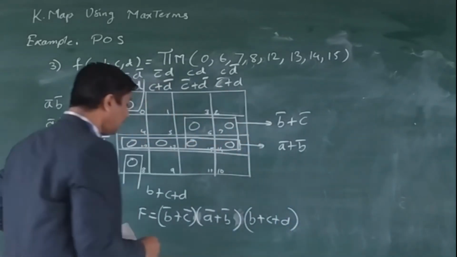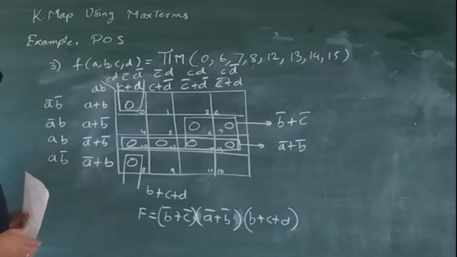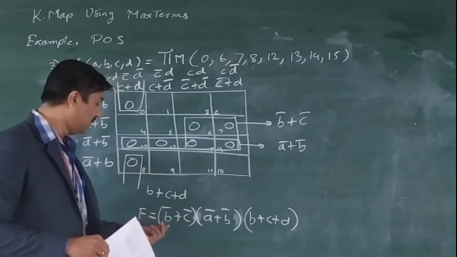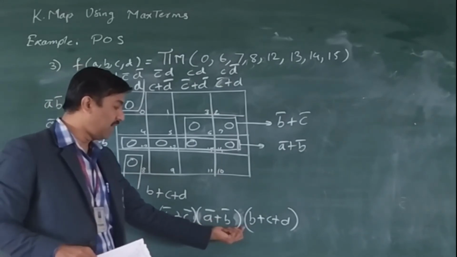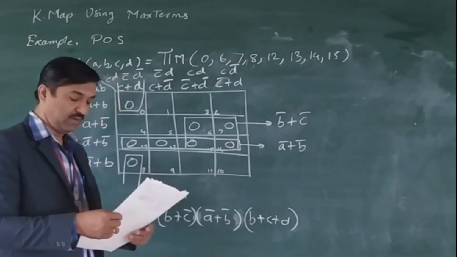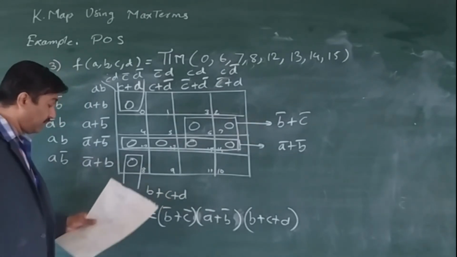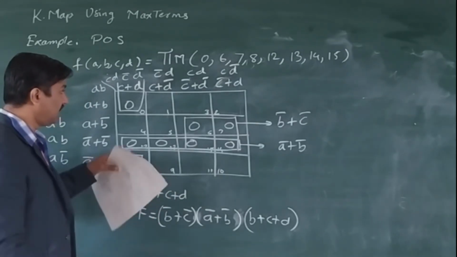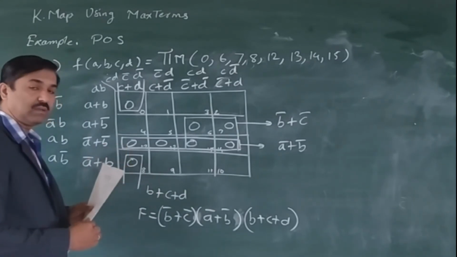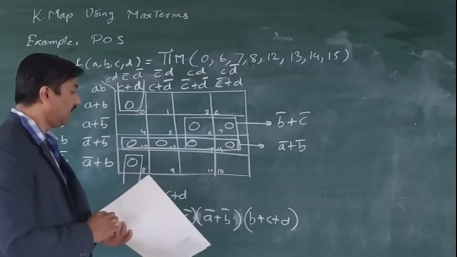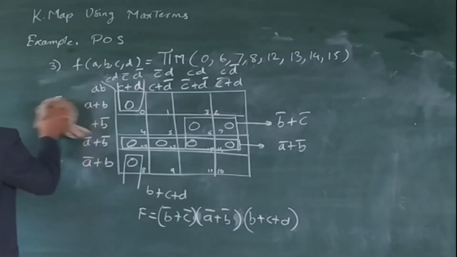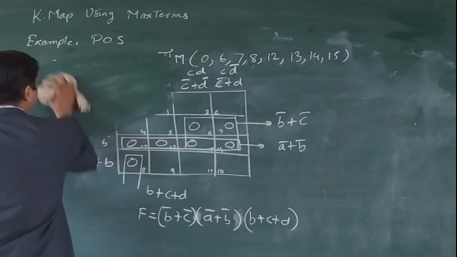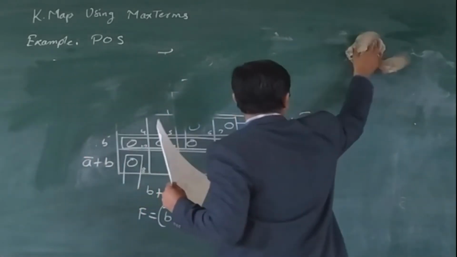As we are going to represent the product of sum term, it becomes B bar plus C bar into A bar plus B bar into B plus C plus D. Okay. So this is how normally we represent directly the product of sum expression. As you are previously familiar with sum of product expression, I took the example of this. Okay, so let us move on to the next example of your product of sum expression.